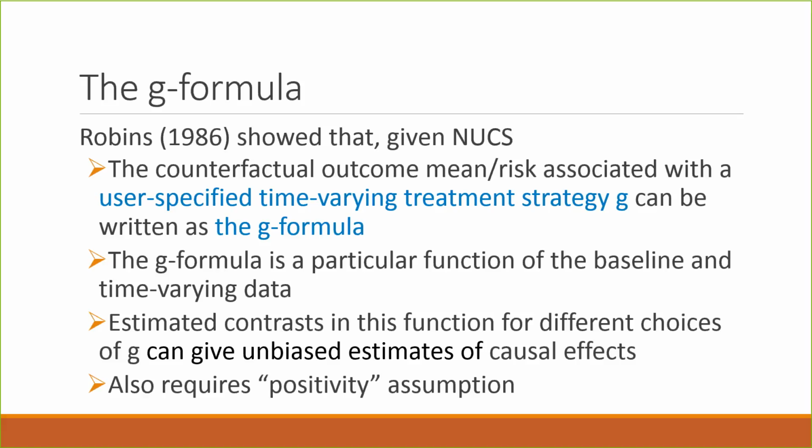And so in turn, estimated contrasts in this function, the G formula, indexed by different choices of g, say our strategy X equals 500 versus our strategy X equals 200, can give us, in principle, unbiased estimates of causal effects. So in addition to this no unmeasured confounding assumption, this result also requires a so-called positivity assumption, which basically just guarantees that for a given choice of g, and our definition of the measured confounders, this function is well defined. It doesn't blow up to infinity.